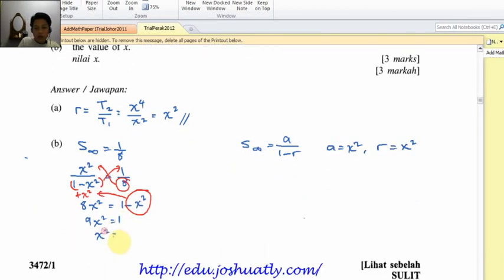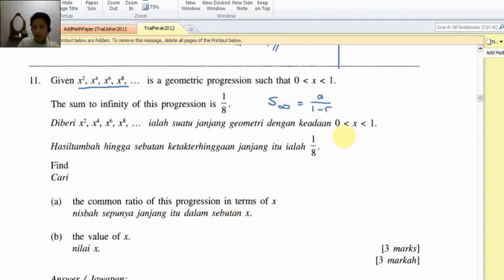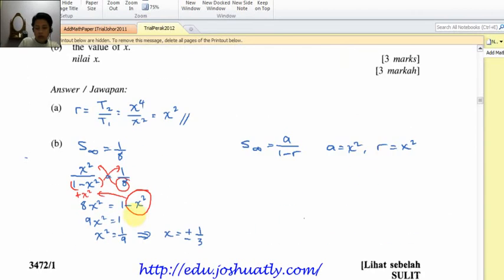So x squared is equal to 1 over 9, if we divide both sides by 9. So x is equal to square root of 1 over 9, which is plus minus 1 over 3. But remember, the question says that x is between 0 and 1, so it cannot be a negative number. Therefore, x is equal to 1 over 3. So this is the answer. Let me put a note there. There you go. x is greater than 0. Next question.